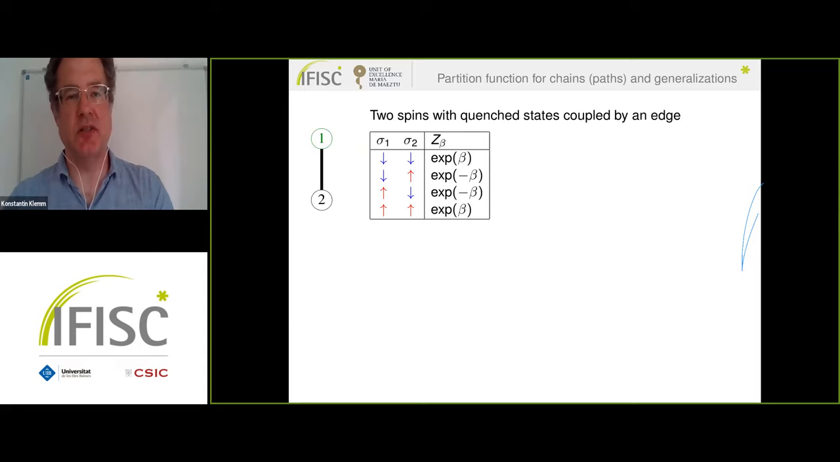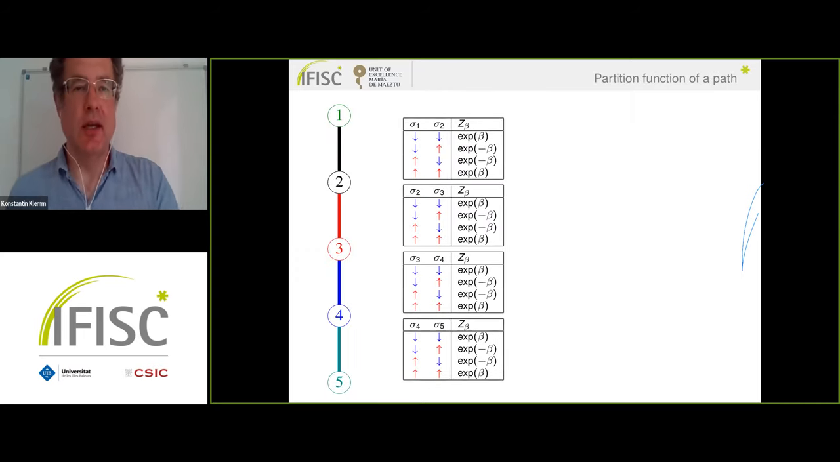Okay. So for a one-edge system, these are the four states, and these are the values of the partition function when I quench these states. When I sum them up, I have the partition function of the system, which is this cosine hyperbolic term.